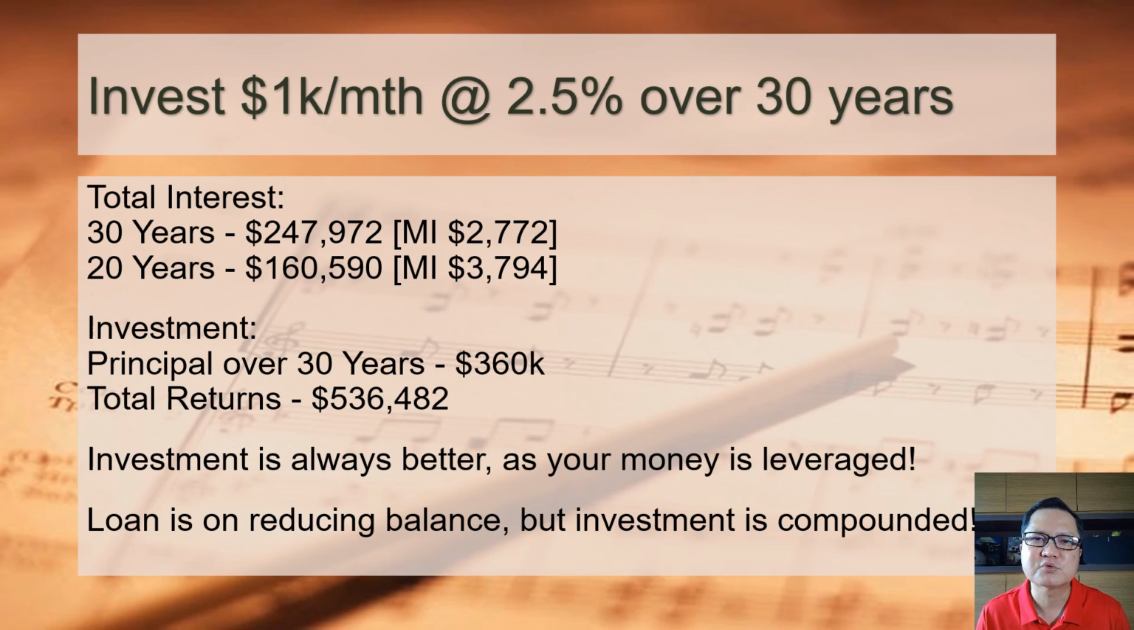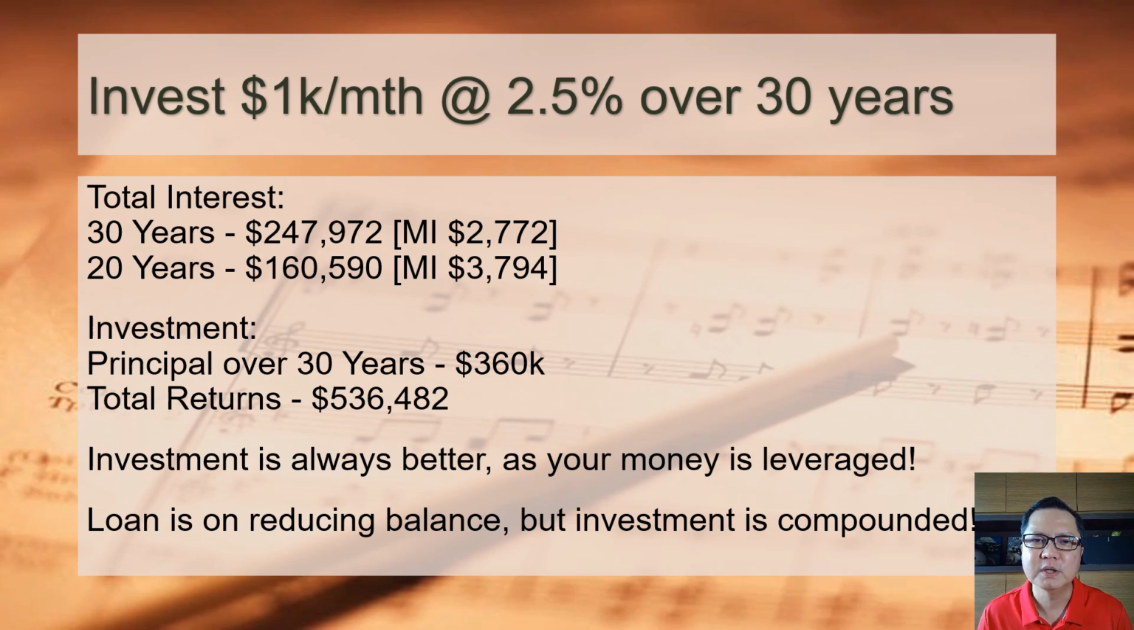Now, between the 30-year tenure and 20-year tenure, the loan interest that you're saving is about $80,000. But if you have the extra $1,000 and you use that cash flow to just save and invest, you actually have a much greater return over the 30-year period. Now, the conclusion here is that investment is always better because your money is being leveraged. The loan that you're borrowing for your home loan is on a reducing balance, but your investment after savings is on a compounded basis.